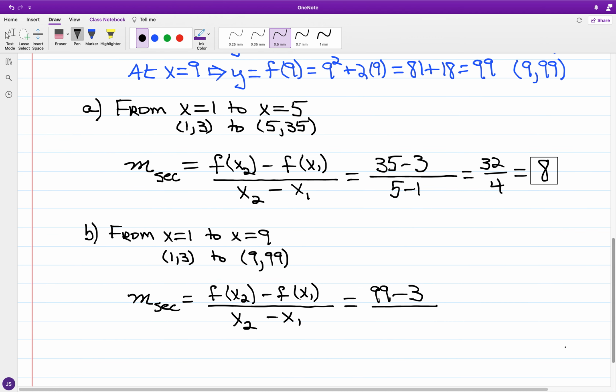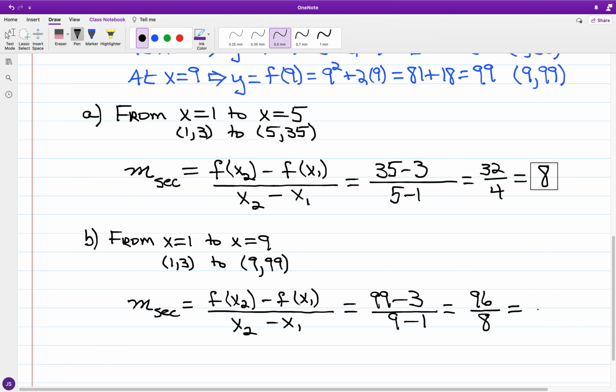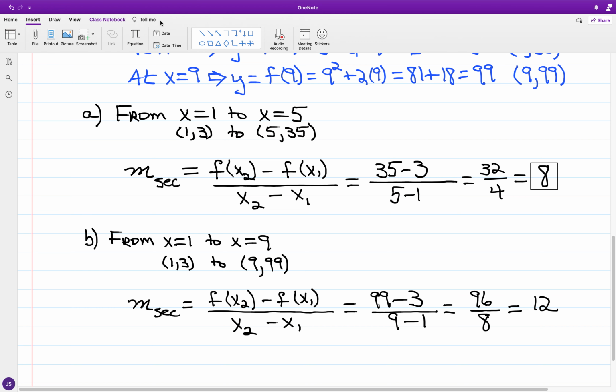And in the horizontal, we're looking at 9 minus 1. So to go from y equals 3 to y equals 99, we have an upward shift of 96 units, and then to go from x equals 1 to x equals 9, you have a shift of 8 units, and 96 divided by 8 comes out to 12. Notice we have a different rate of change.